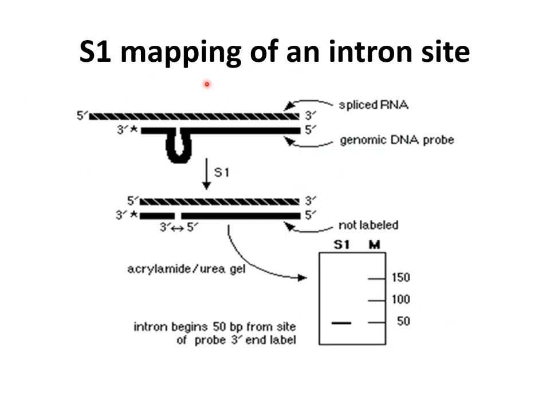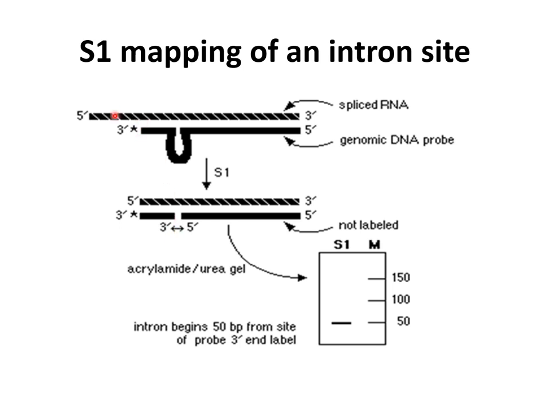So S1 mapping can also be used to map introns. What you do is, you have the RNA, which is the mature or spliced RNA. This one doesn't have introns. You take the genomic DNA probe and label the 3' end, like in this case. This region of genomic DNA consists of both the exon as well as the intron. So this region represents the intron, which is single-stranded. You digest it with S1 nuclease and you will get this fragment.